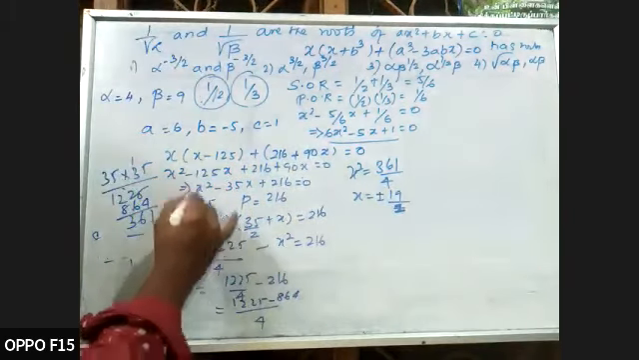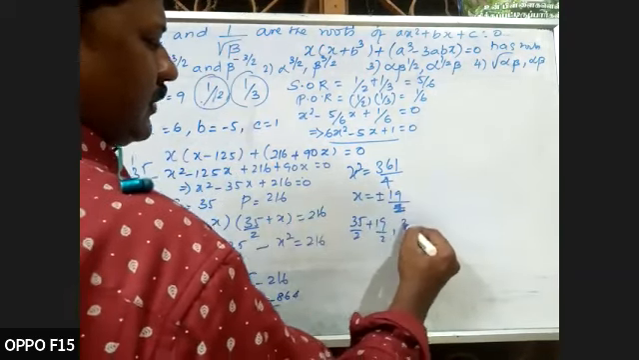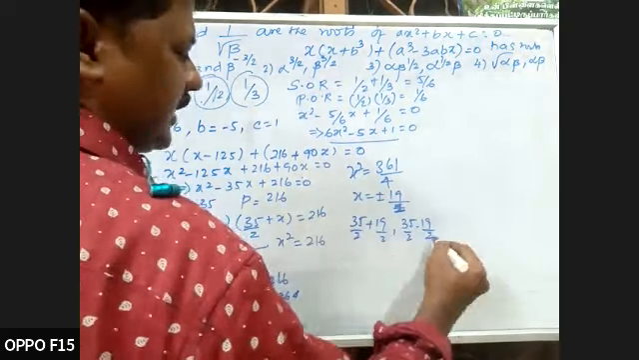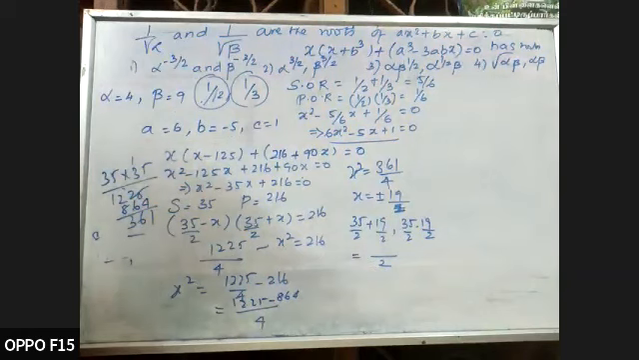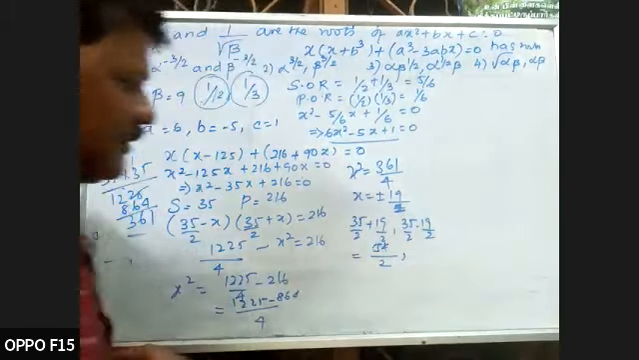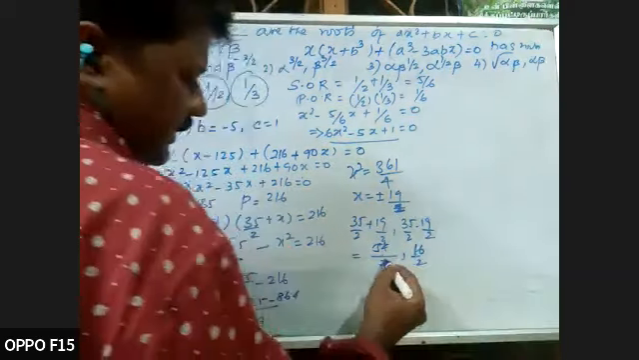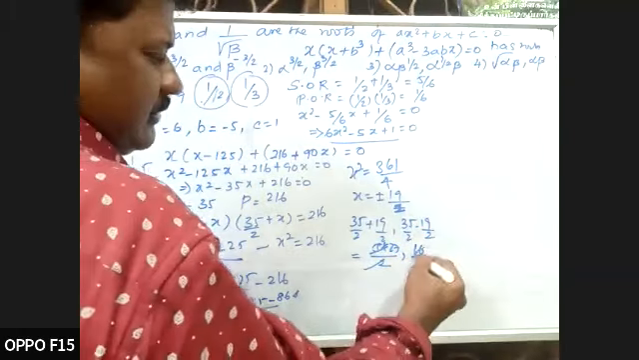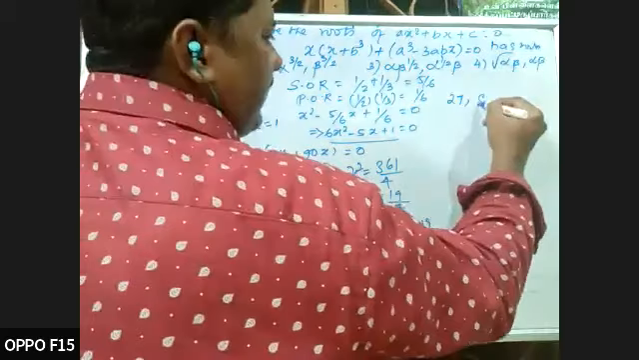So what are the values of x? 35 by 2 plus 19 by 2, and the other one is 35 by 2 minus 19 by 2. Taking the LCM as 2: 35 plus 19 is 54, so 54 by 2, which is 27. Next, 35 minus 19 is 16 by 2, which is 8. So the roots are 27 and 8.